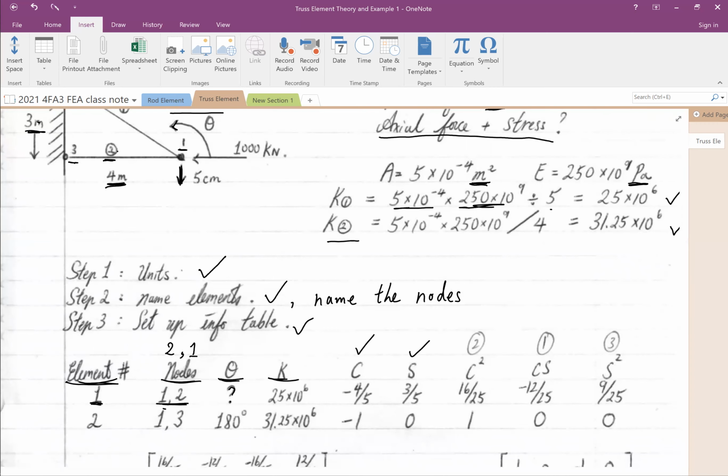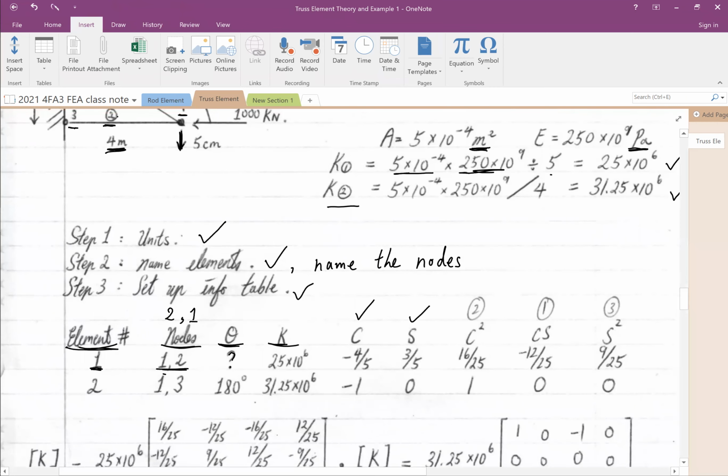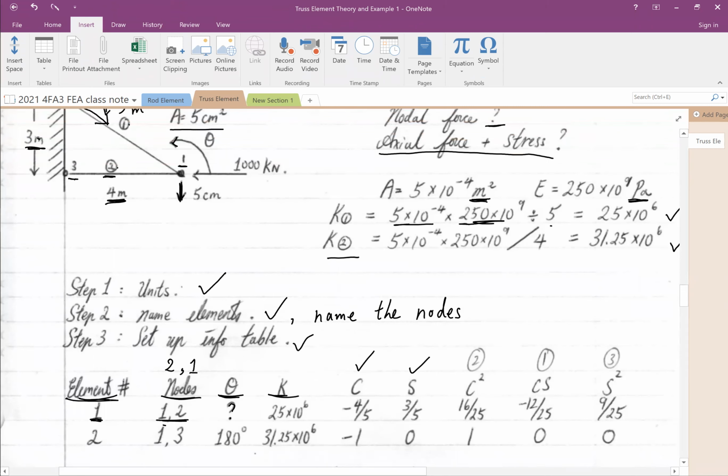Okay, let's work on the next element. The next element is linking from node 1 to 3. So from 1 to 3, it is 180 degrees. The cosine for that will be -1 over 1, and the sine will be 0.